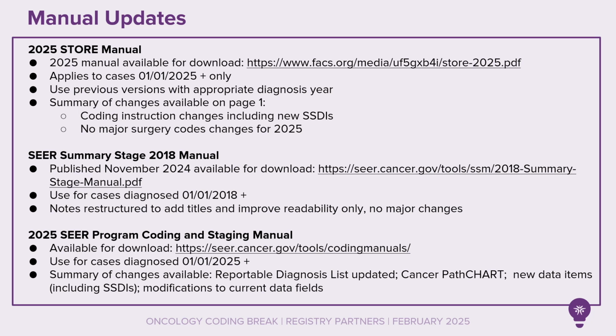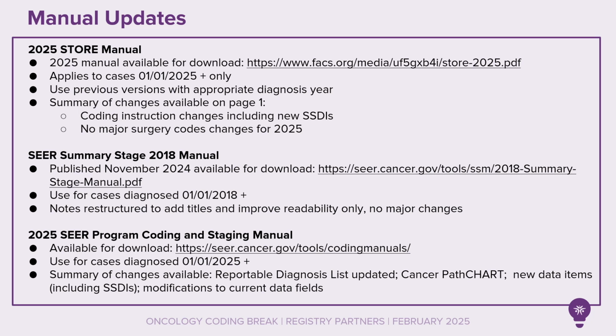Summary Stage 2018 manual had a new published version, the November of 2024, for cases diagnosed 2018 and forward. Notes were restructured to add titles and improve readability only. There were no major changes to the content of this manual.